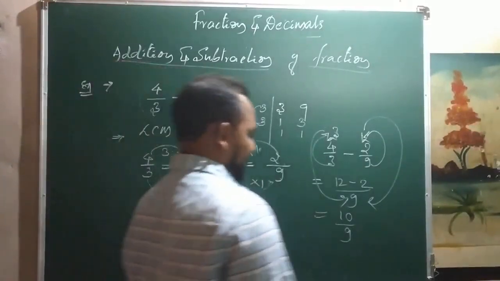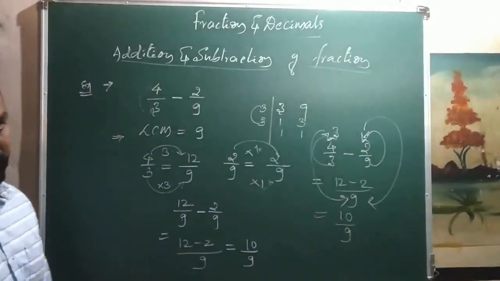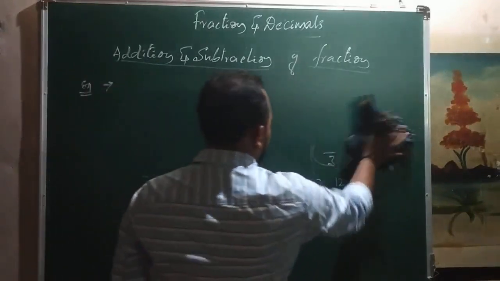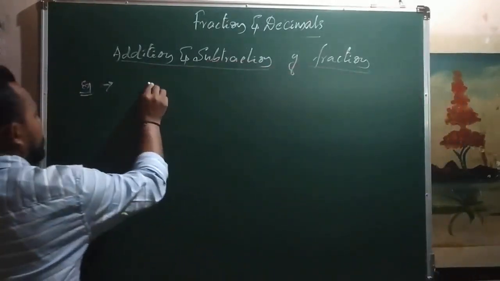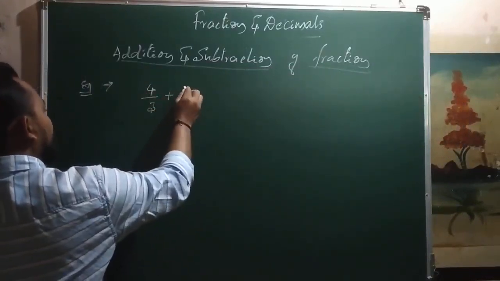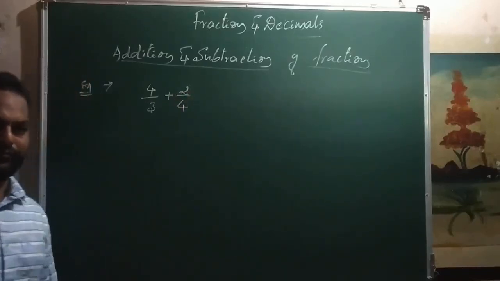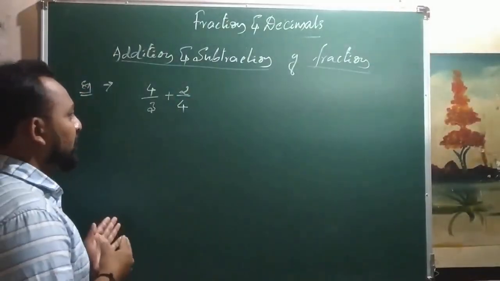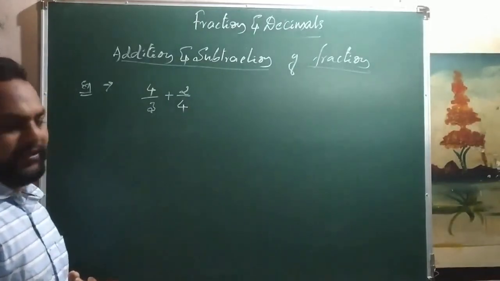The next method, another method, here the subtraction of fractions. Let's take one more example. Okay, here 4 by 3 plus 2 by 4. Then the first way, denominators. We go here: first 4 by 3 and plus 2 by 4.